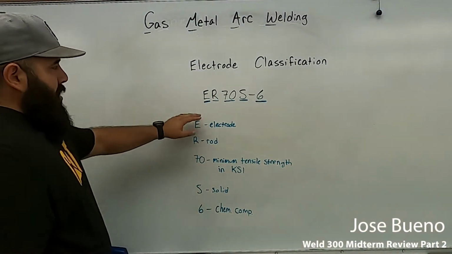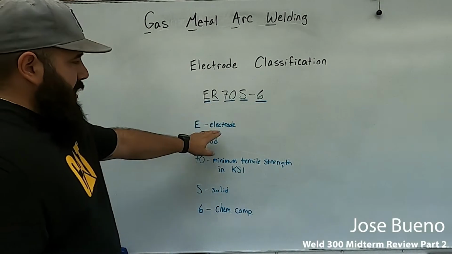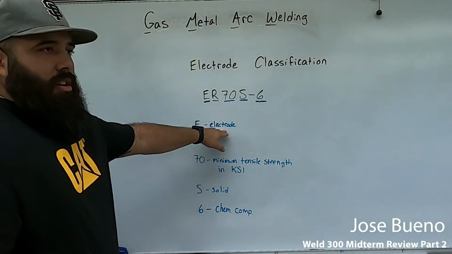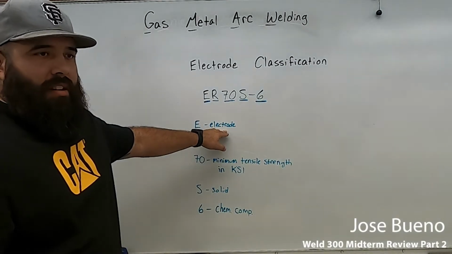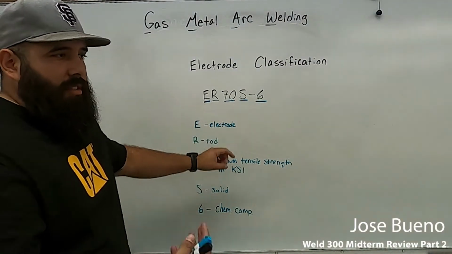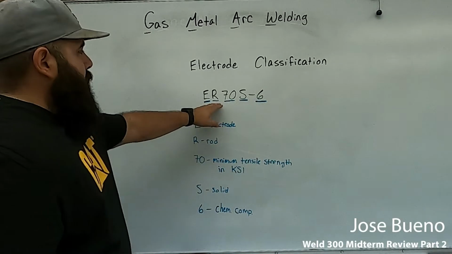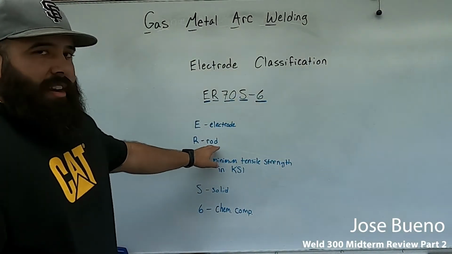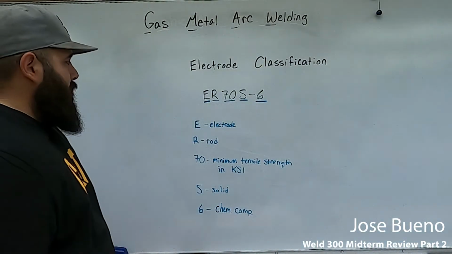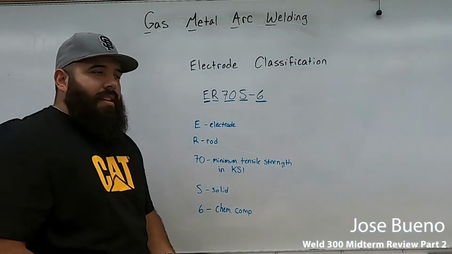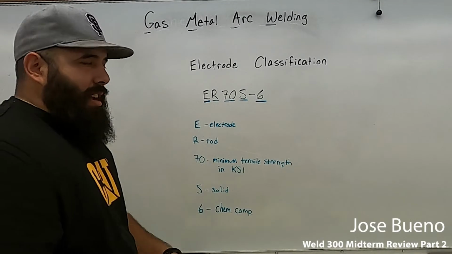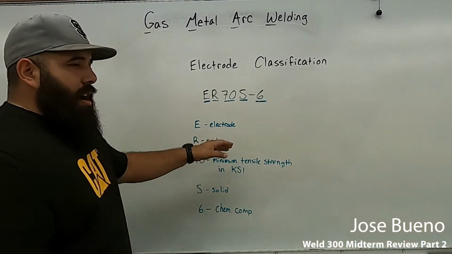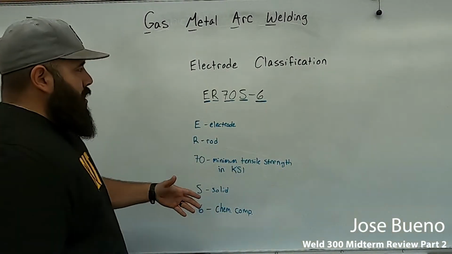So one more time, the E tells us that this is an electrode. So basically meaning we can use it to establish a welding arc and continue the welding arc throughout the duration of the weld. The R means that we can also find it as a filler rod. So something else is going to be creating and holding the welding arc, and then all we're doing is using the rod to fill in the weld.